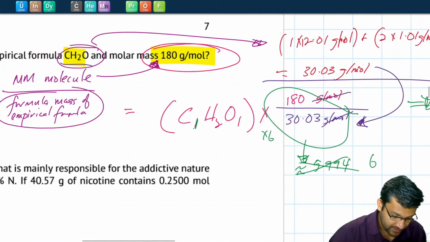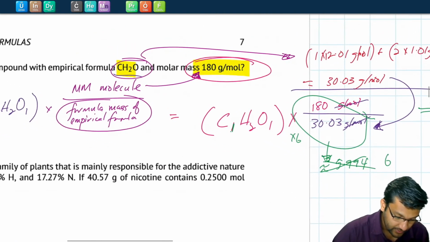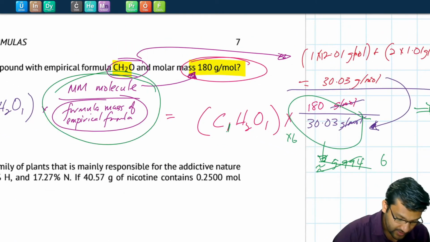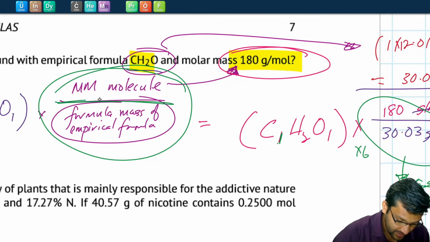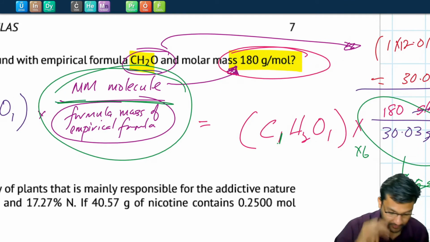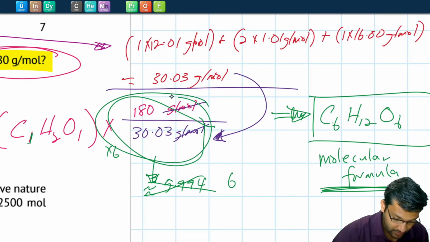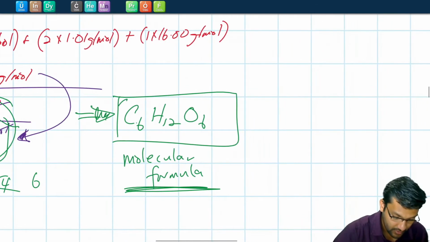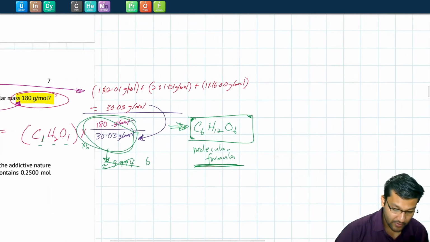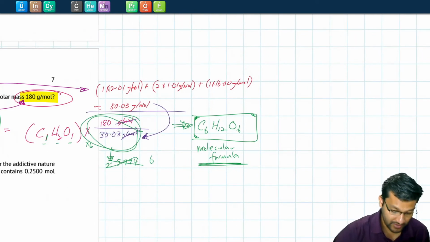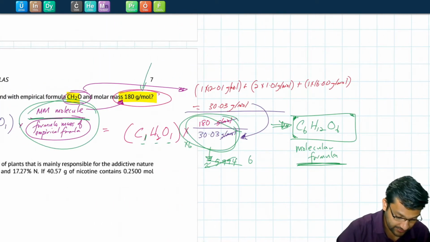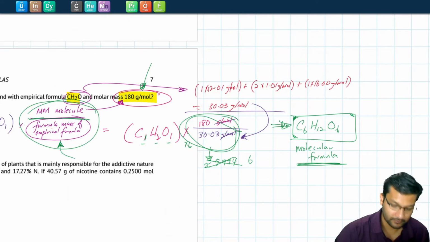Let's think about what happens here when we multiply by this factor. All we're saying is the formula mass and the molar mass of the full molecule are related by some whole number, and we're just figuring out what that whole number is and then multiplying each of these numbers by that to get the full molecular formula. And that's it. That's how we go from an empirical formula to a full molecular formula, by using the molar mass of the whole compound and the formula mass of the empirical formula.